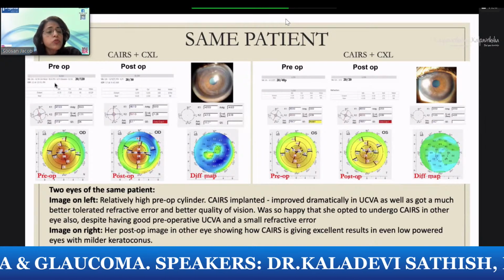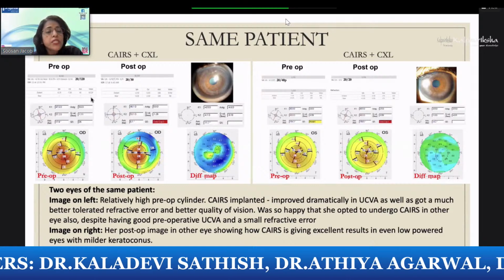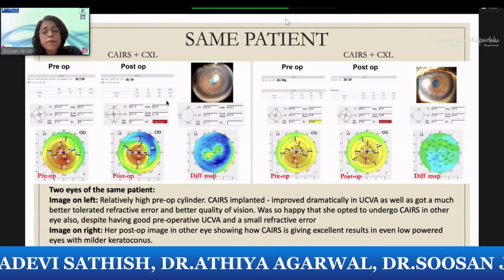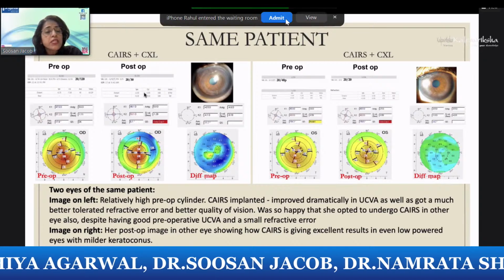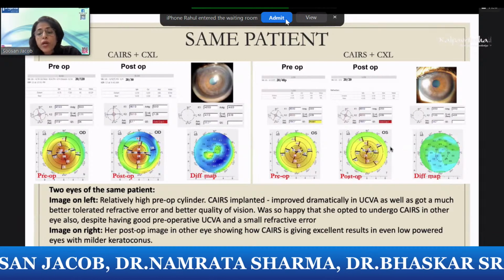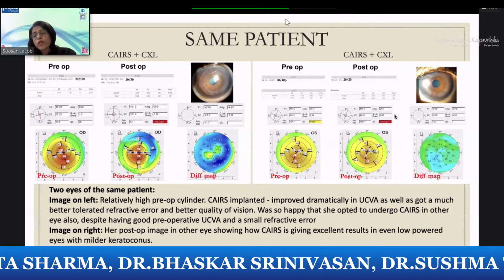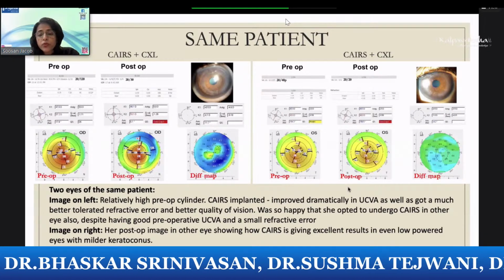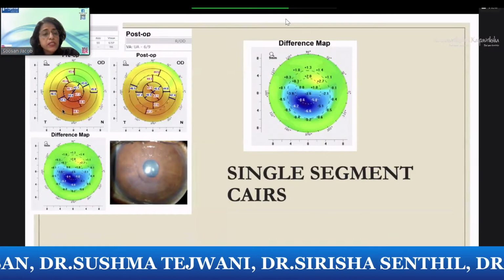Uncorrected vision improved from 6/36 to 6/9, and the best corrected vision improved from 6/12 part to 6/9 part, and the refraction improved from -7 cylinder to -2.5 cylinder. The patient was so happy with the vision, and of course the aberrations come down a lot. He went for the other eye also, which is a much milder form of keratoconus, and was very happy with that also.